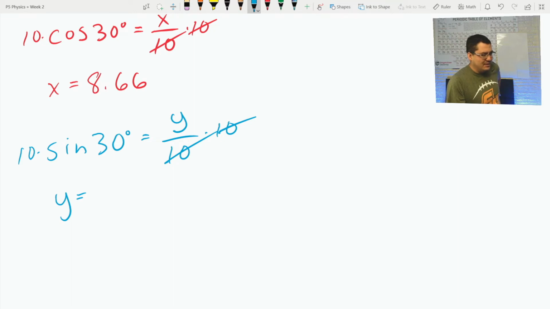In math, you will need to memorize a bunch of stuff and common angles, but for now, you just type it in. 10 sine 30 will prove to you, it comes out to 5, right? A half times 10 is 5.